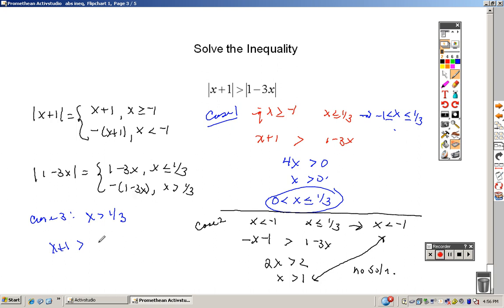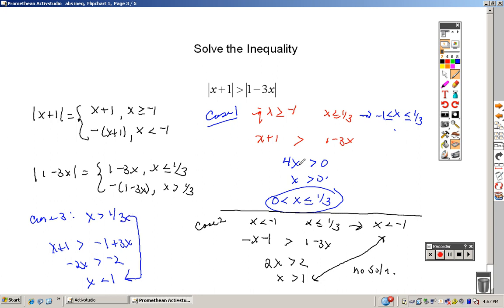So I have the negative 1 plus 3x. I went ahead and distributed the negative. Solving for x, I get negative 2x is greater than negative 2. Dividing, I get x is less than 1. So notice what I started with. X is greater than 1/3. I got x is less than 1. All right, it is possible to have some numbers bigger than 1/3 and less than 1.